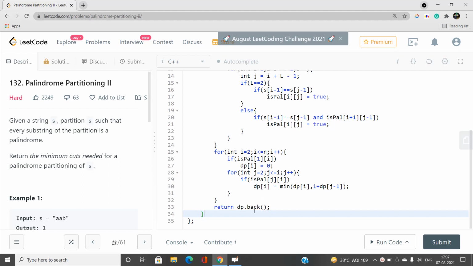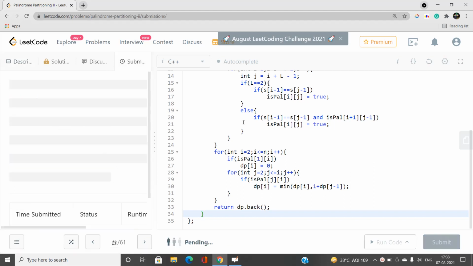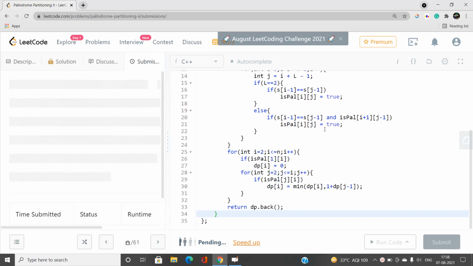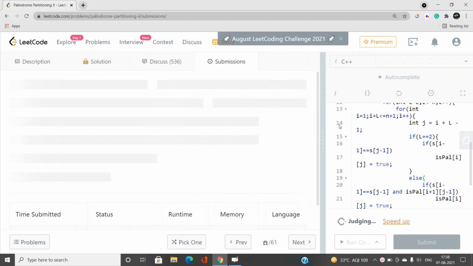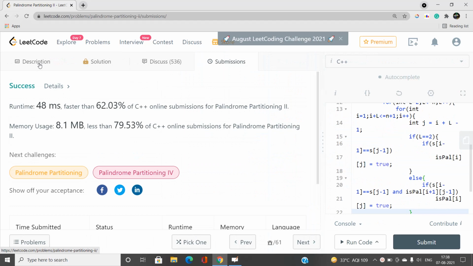So let's submit this code and check whether it is working fine or not. Yes, it is good.